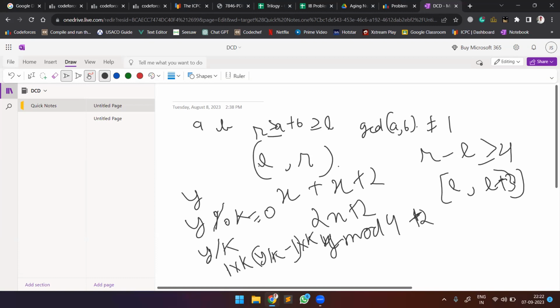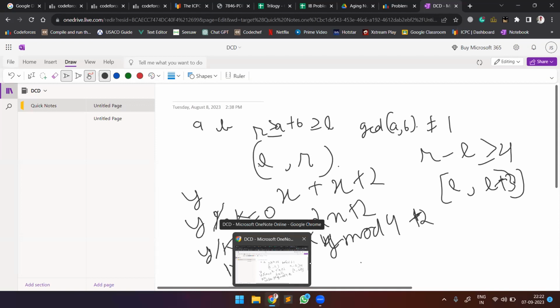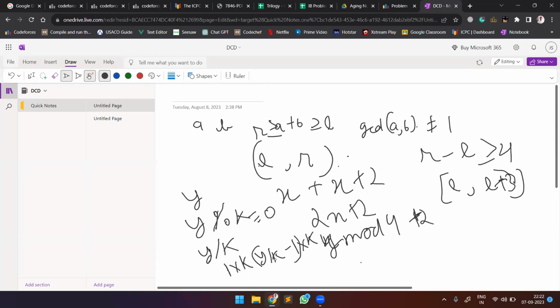So for a particular number y, I've got a pair which is non-coprime if it is divisible by k. One more condition is there: the numbers should be positive. So for these to be positive, y by k minus 1 should be greater than or equal to 1. It means that y by k should be greater than or equal to 2, right?